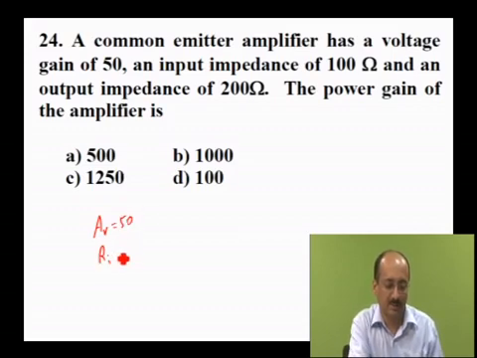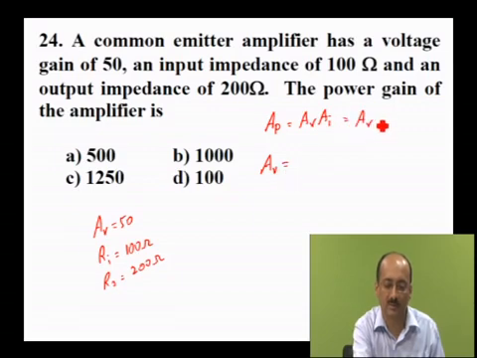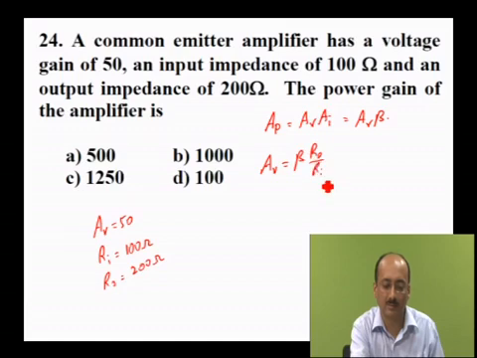An input impedance of 100 ohm and output impedance of 200 ohm. They want power gain. See, power gain is given by voltage gain into current gain. So if you want to know that, you go for AV, which can also be written with beta. Beta is current gain. AV is beta into R naught by Ri.